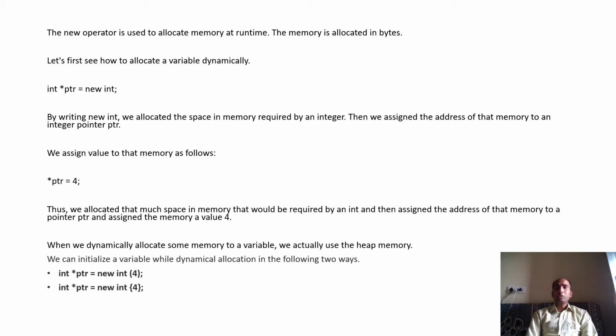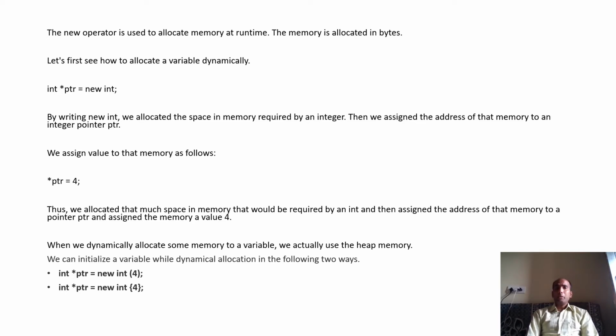By writing new int, we allocated the space in memory required for an integer. Then we assign the address of that memory to an integer pointer ptr. So the value at ptr, you are putting 4. Thus we allocated the memory space that would be required by an int, assigned the address of that memory to the pointer ptr, and the memory value is 4.